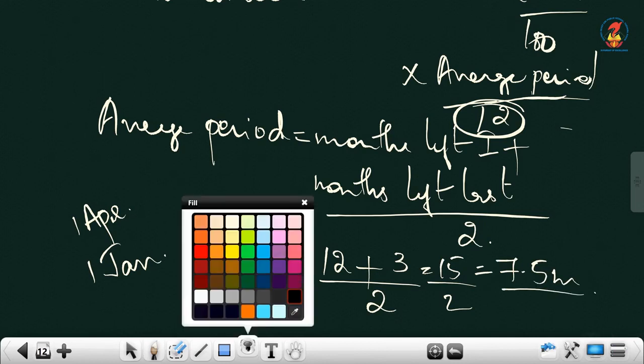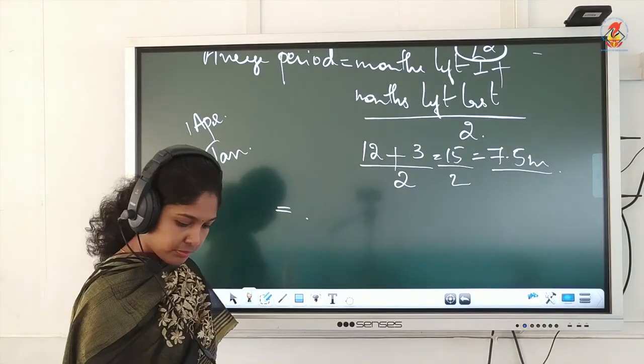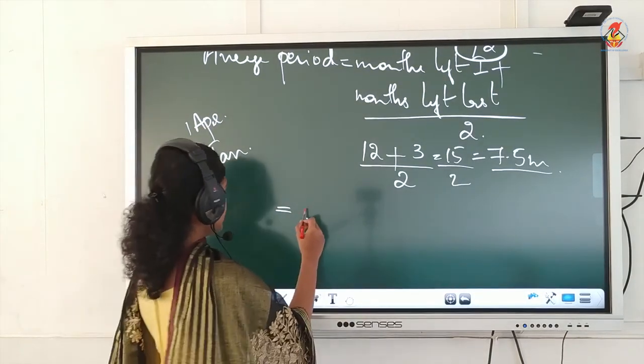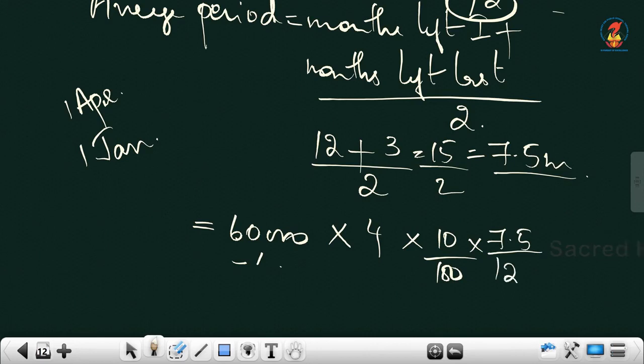Now you have to apply this average period in the formula, that is total drawings. Here what are we withdrawing? 60,000 we are withdrawing. So total drawings will be, don't write 60,000, that is not the total drawing. 60,000 is withdrawn every quarter. How many quarters are there in 1 year? There are 4 quarters. There is a chance for you to make a mistake here. You will directly compute on 60,000, but what you have to do is 60,000 into 4 into the rate of interest given in the question, that is 10% into 7.5 divided by 12.